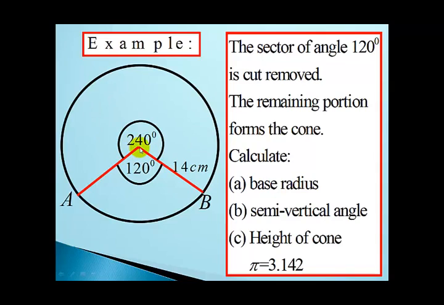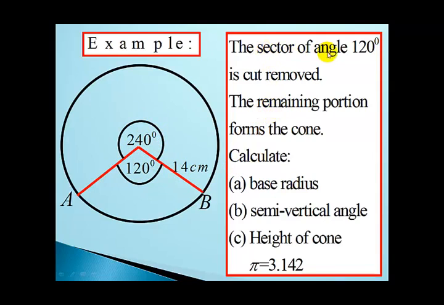Now from the question, the sector of angle 120 degrees is cut removed. So if 120 degrees is to be cut out, it means that the remaining angle at the center will be 240 degrees. Now we are given the radius of the circle to be 14 centimeters, as can be seen on the diagram. Now let's go back to the question.